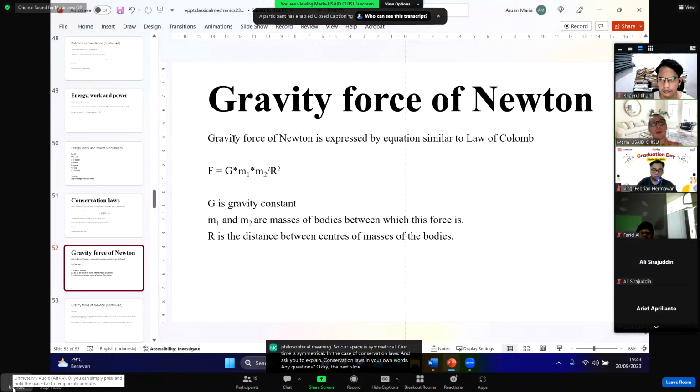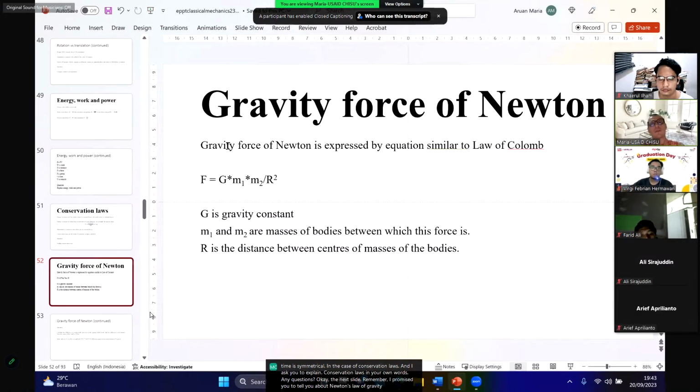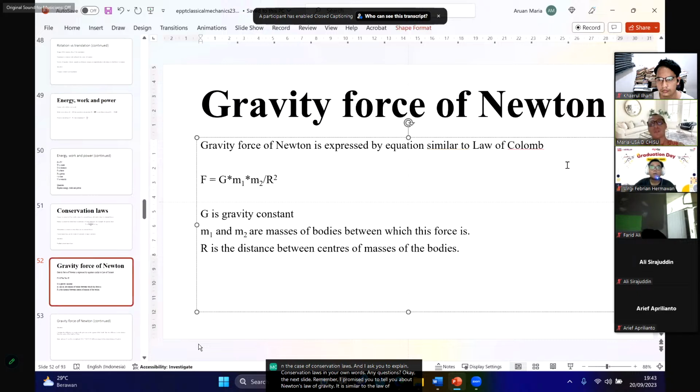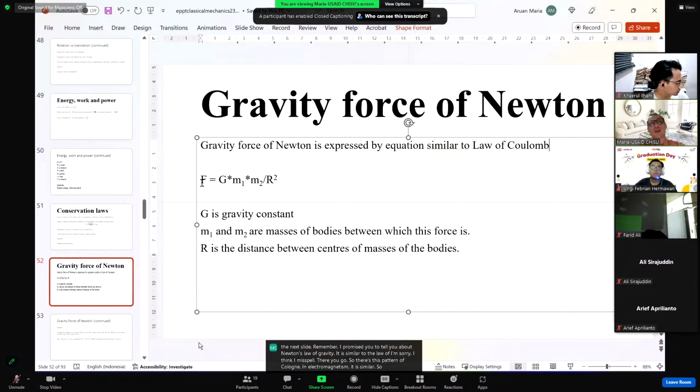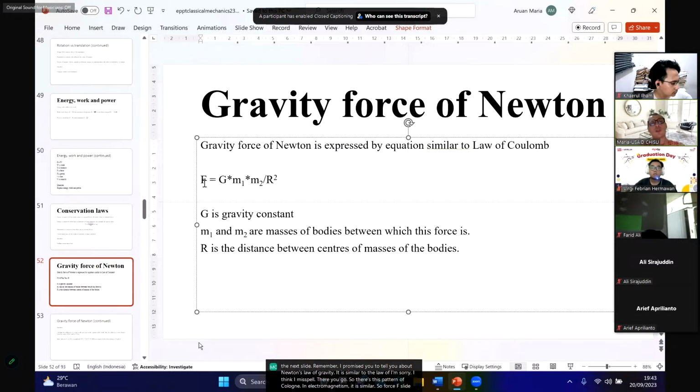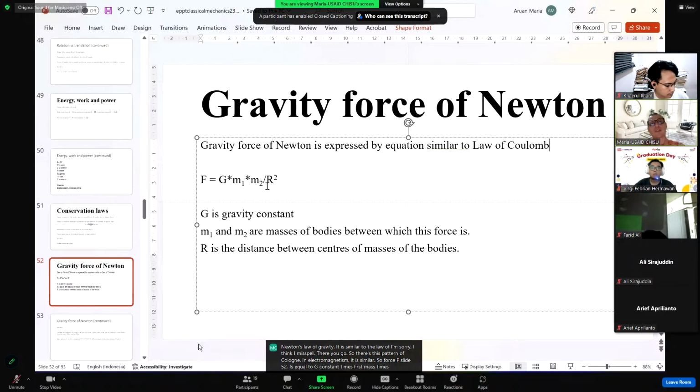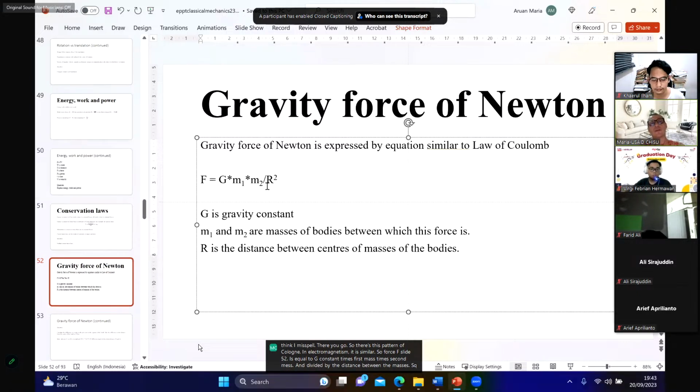Okay, the next slide. Remember, I promised to tell you about Newton's law of gravity. It is similar to the law of Coulomb. I think I misspelled Coulomb. There you go, so there's the spelling of Coulomb. In electromagnetism, it is similar. So force F, slide 52, is equal to G constant times first mass times second mass, divided by the distance between the masses squared.